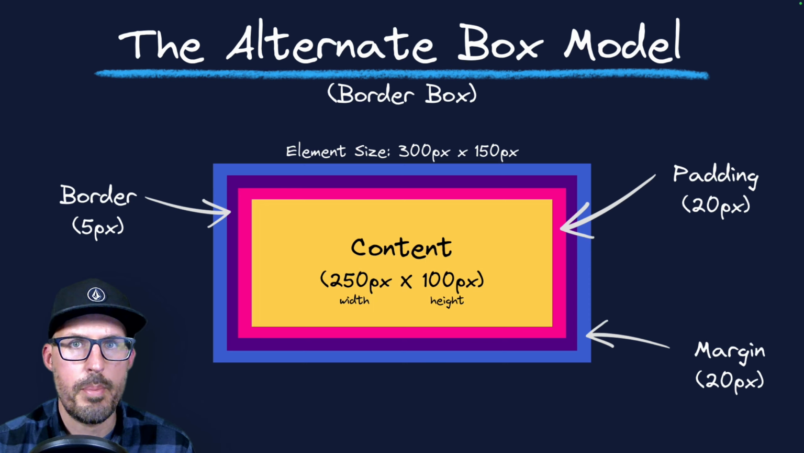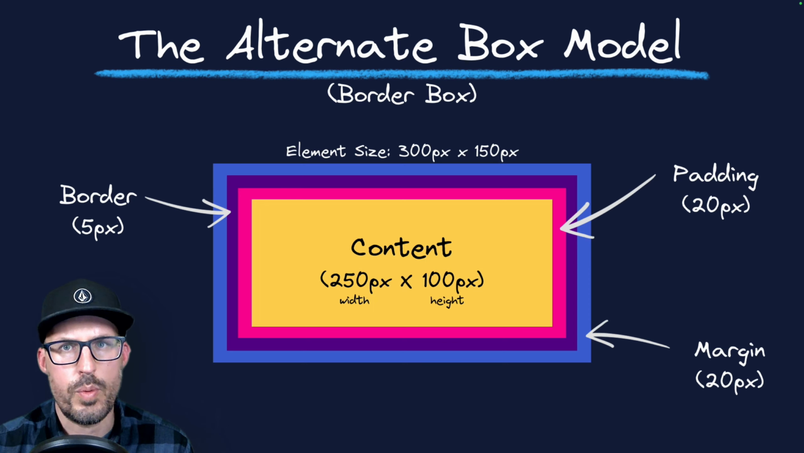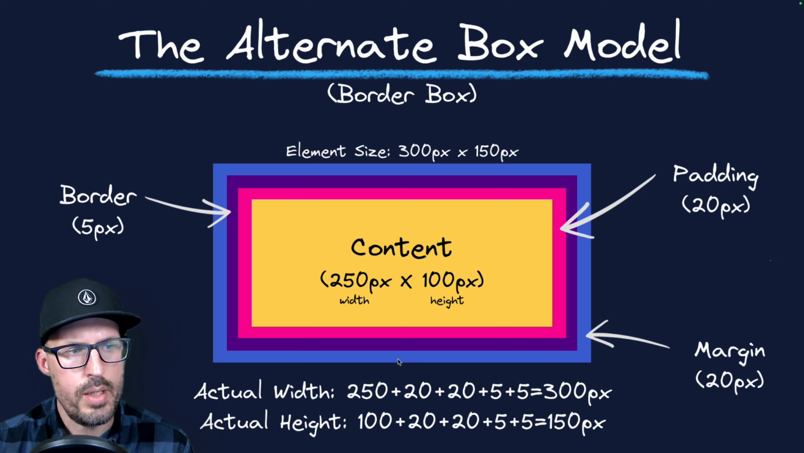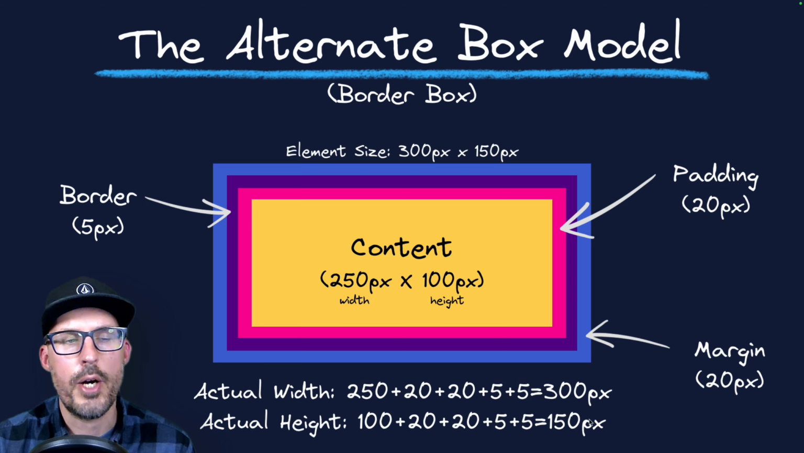Now, like in the content box example, margin doesn't affect the actual physical size of the element, but it does have an impact on how much space it takes up on the screen. And so again, we have our actual width here, which is going to be 250 pixels, so the dynamically sized content area, plus the 20 pixels on each side for the padding, plus the 5 pixels on each side for the border, bringing our total element width to 300 pixels. And then similarly for the height, we have a dynamically sized height of 100 because we have a padding of 20 pixels on the top and the bottom, and then also a border of 5 pixels on the top and bottom as well, bringing our total height to 150 pixels.